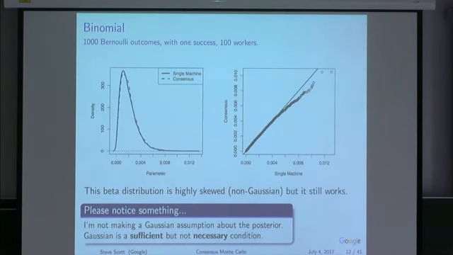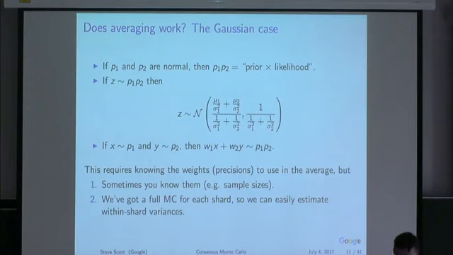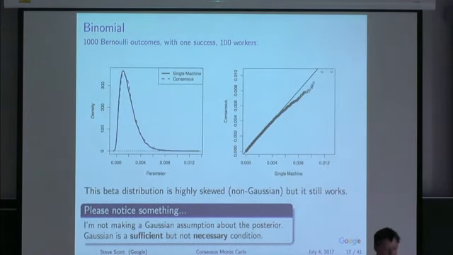So now let me show you some examples. Here's my favorite example. This is a big data talk, and I've got 1,000 Bernoulli coin flips as my big data set. The reason it's my favorite example is that we have a theorem that says this is going to work if all the sub-posteriors are Gaussian. Well, the way I'm going to engineer my 1,000 Bernoulli outcomes is so that I only have one success. I've got one success and 999 failures. So nothing in sight here is Gaussian.